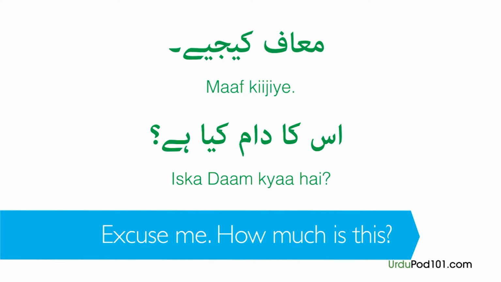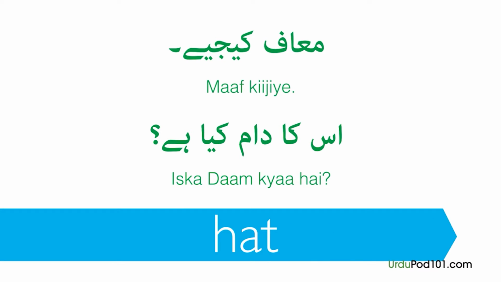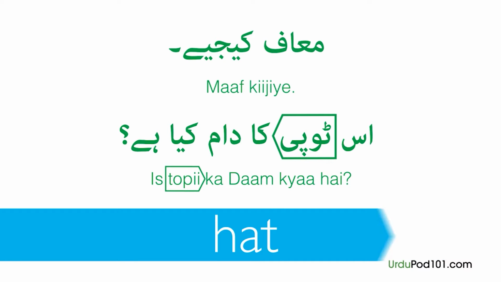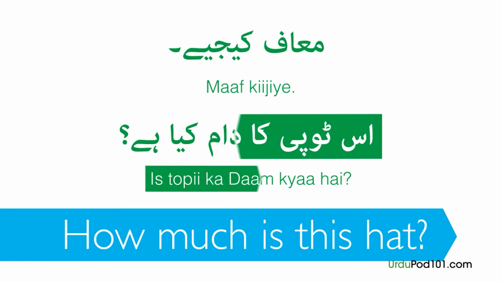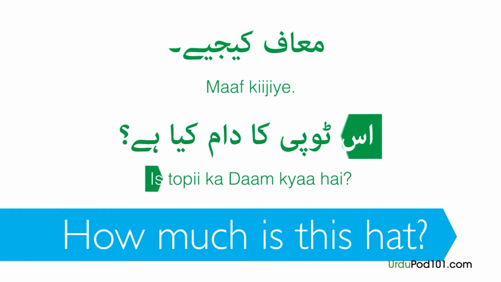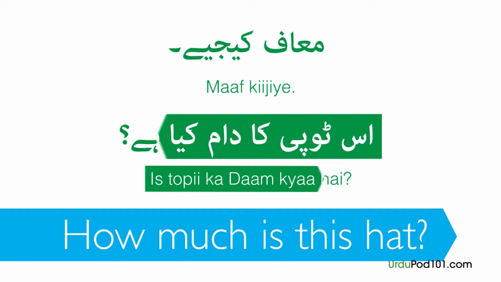If you want to be more specific when asking how much is this and refer to a certain type of object, you just need to insert the object in between the word iska, between is and ka. Let's see an example. Suppose you want to buy a hat in the market. Hat in Urdu is topi. So, how much is this hat? In Urdu is, is topi ka daam kya hai?